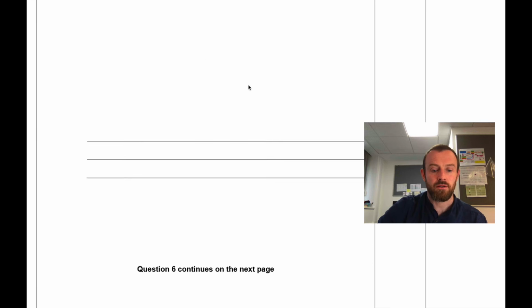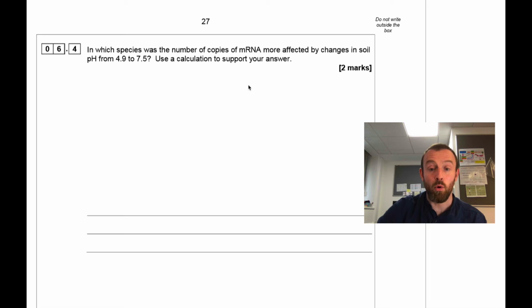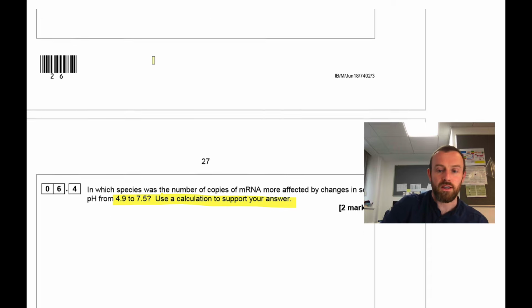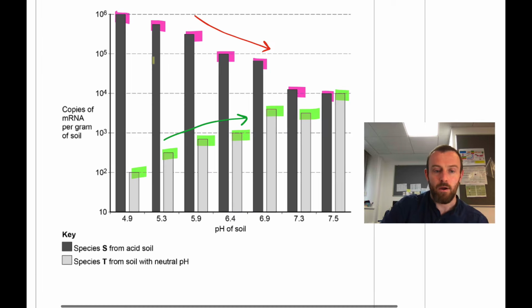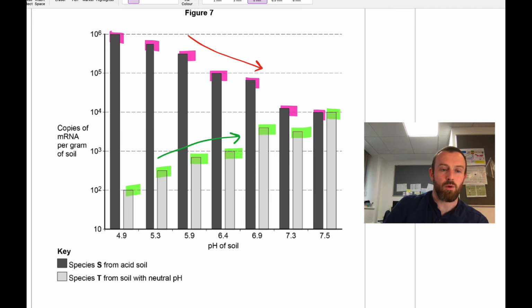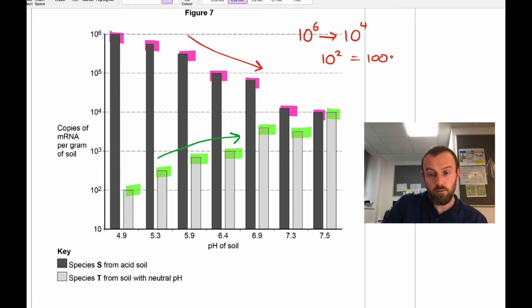In which species was the number of copies of mRNA more affected by change in soil pH from 4.9 to 7.5? Use a calculation to support your answer. This means that we're just going to have to do maths, okay? We have to do maths to get marks. 4.9, 7.5. Okay, so we're just looking at the logarithms. That's why this question is there. Okay, so this one, the pink species, the acid soil, goes from 10 to the 6 to 10 to the 4. So that is a 10 to the 2 reduction. We can just use powers, easy. So that's 100 times reduction.